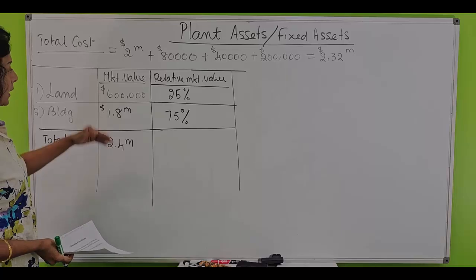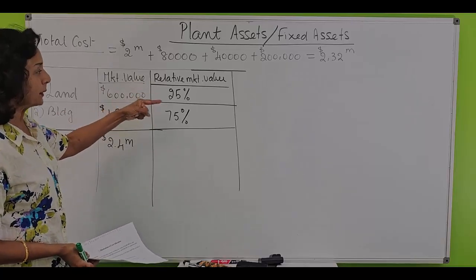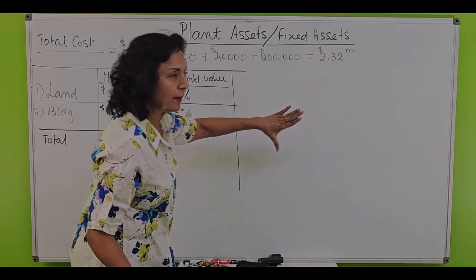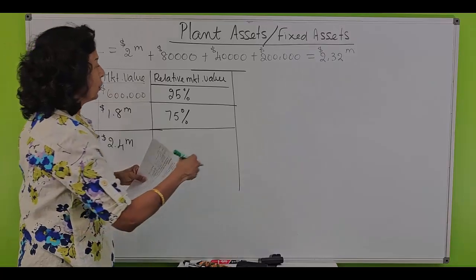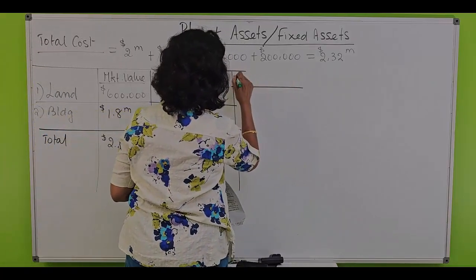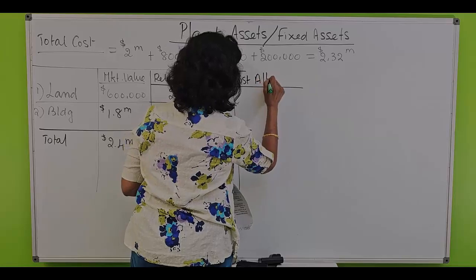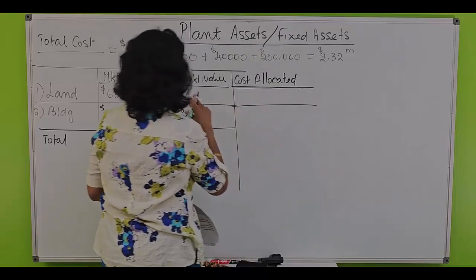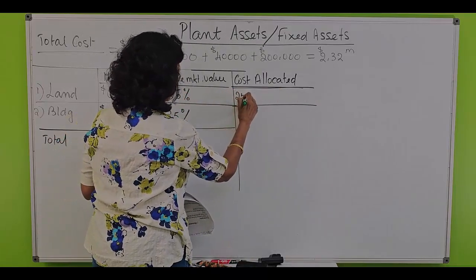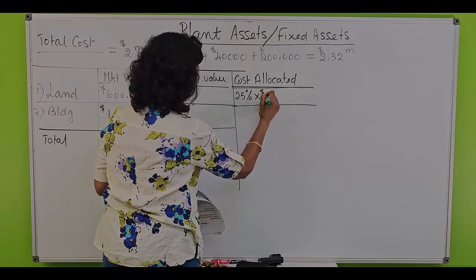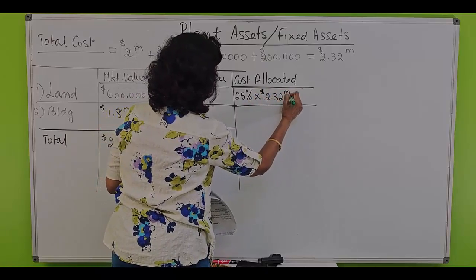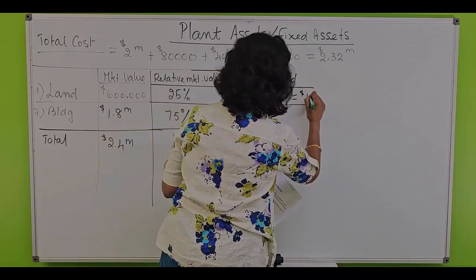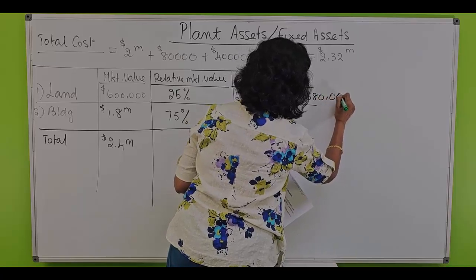So what you do is, you will take the percentage and multiply by the total cost they paid, which is $2.32 million, and allocate that amount to this property. So the cost allocated for the land would be 25% times the $2.32 million. So you will allocate $580,000 to the land.